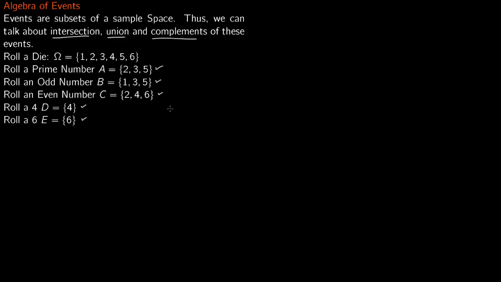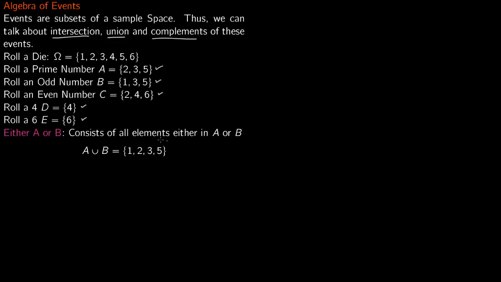So let us talk about set theoretic unions. Either A or B, you write it as A union B. It consists of elements either in A or in B. So you have 1, 2, 3 and 5. You take all elements of A and all elements of B, you get 1, 2, 3, 5. Notice that you do not do repetitions. 3 and 5 are in B, 3 and 5 are also in A, but we just write 3 and 5 once here. So no repetitions.